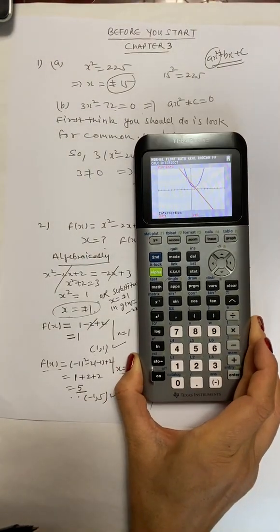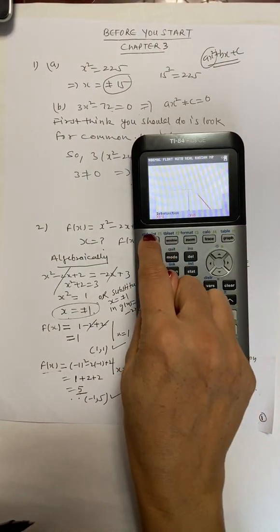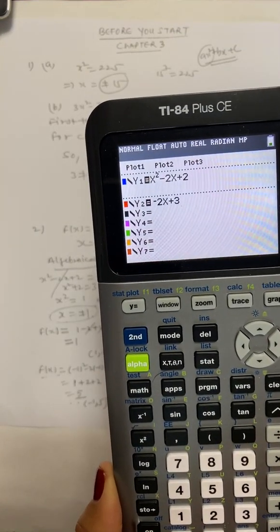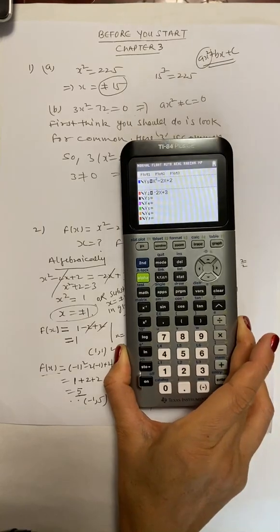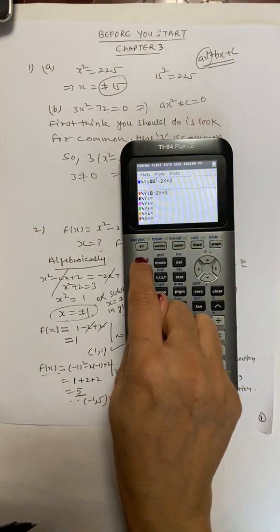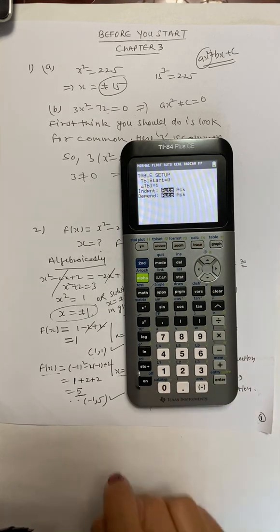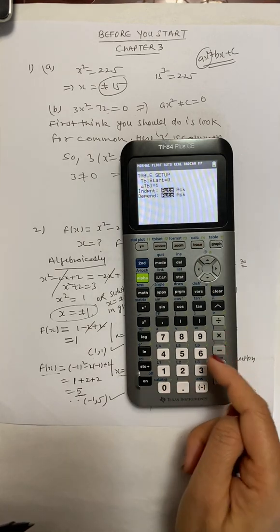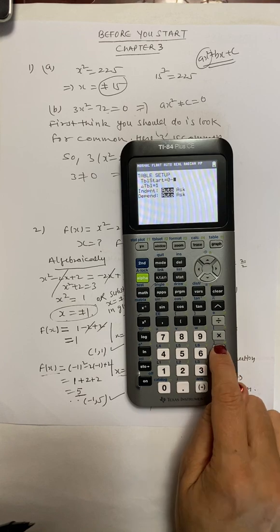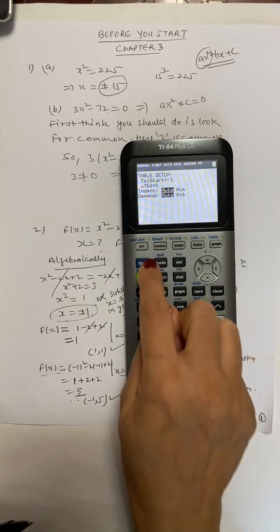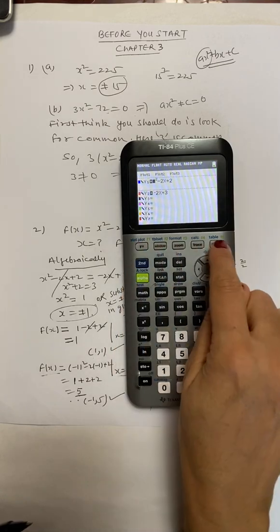The other way, if you do not want to use the graph, is that after you enter your y1, which is x squared minus 2x plus 2, and y2, which is -2x plus 3, you can go to second, table set, and we can set this table maybe at 0, or maybe some negative numbers, because the answer can be negative. So let's say -1.